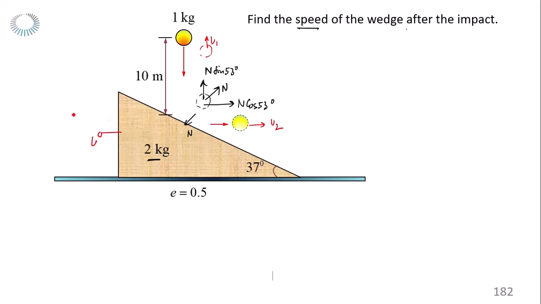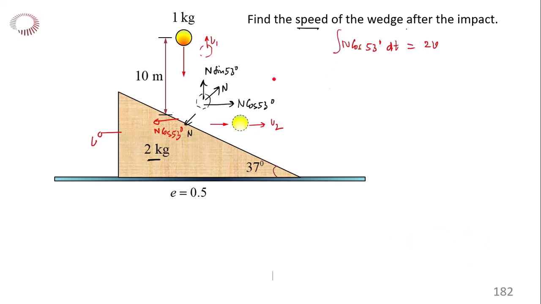So what can I write? The component of impulse for the wedge is how much? That is equal to N cos 53 in this direction. Now I can write the three equations for the ball along x and y, and for the wedge along the x direction. So for the wedge, the integration of N cos 53 dt is equal to 2v, the final momentum only.